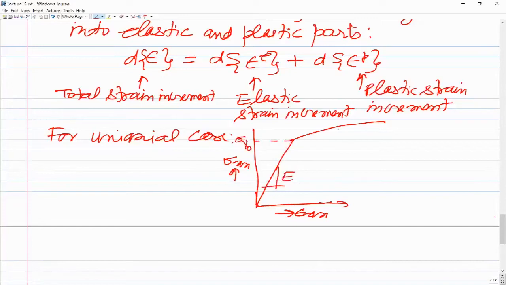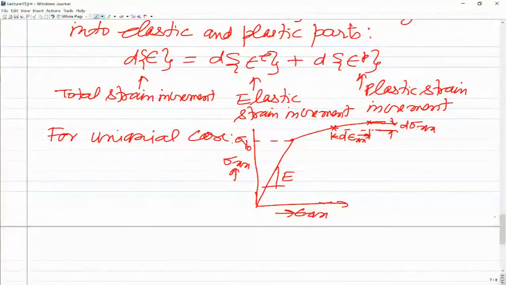Now if we are talking about the incremental strain, let us say we are here at i minus 1, and this is where we are going to, the ith iteration. The total increment in the strain is d of epsilon xx. The increment in the stress would be d of sigma xx.